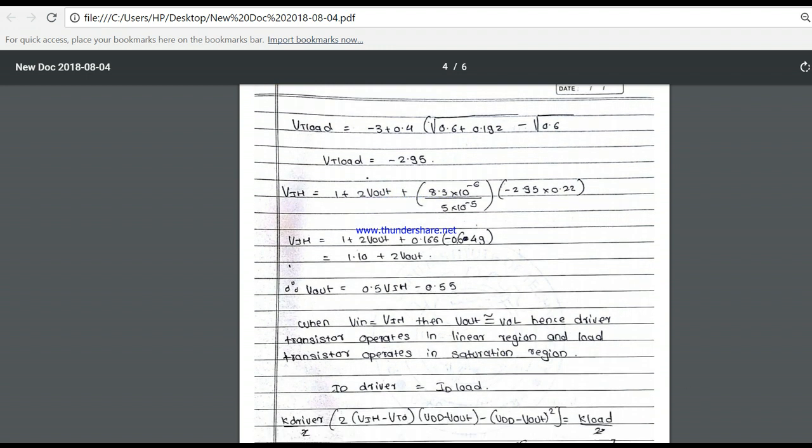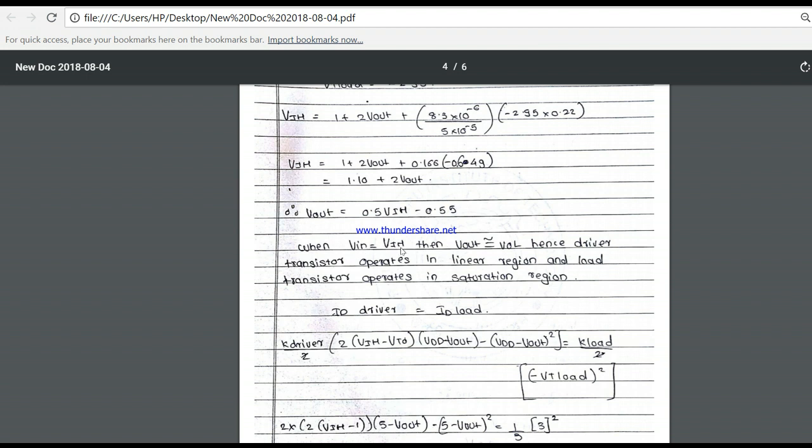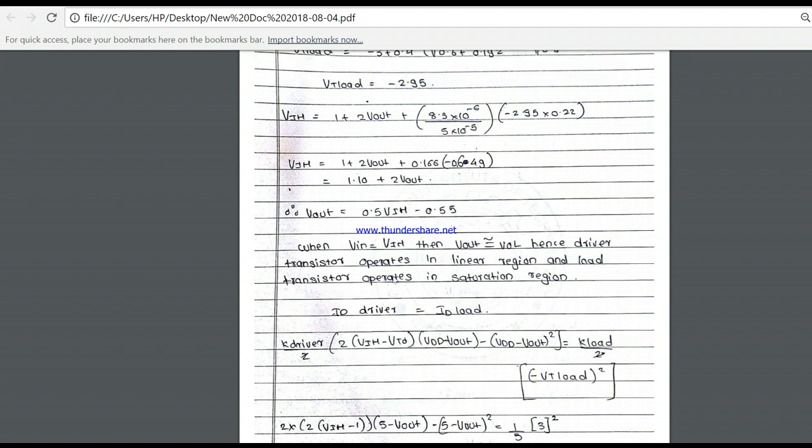So, when V in is VIH, then V out is approximately VOL. Hence the driver transistor operates in the linear region and the load transistor operates in the saturation region. Hence we write ID driver is equal to ID load.